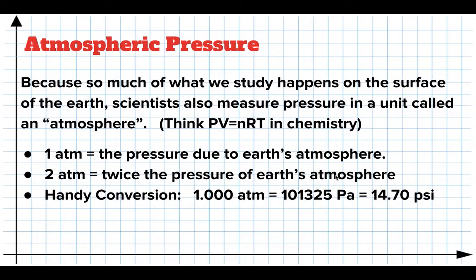So this is a very handy conversion. It's worth pausing and writing down in your toolbox. The pressure due to our atmosphere, which we call 1 atmosphere, is 101,325 pascals, or 101,325 newtons per square meter, which is equivalent to 14.7 pounds per square inch. So you're going to do some conversions. A lot of times we solve problems in pascals, but we want to know what is the result in terms of psi, perhaps, or an atmosphere. So having that conversion is going to be handy. So take a minute to jot that down.